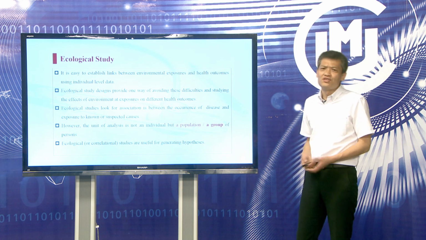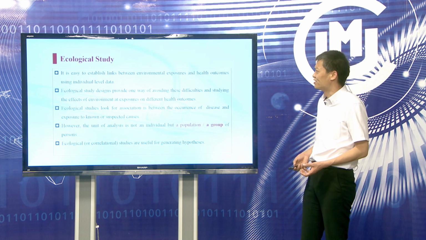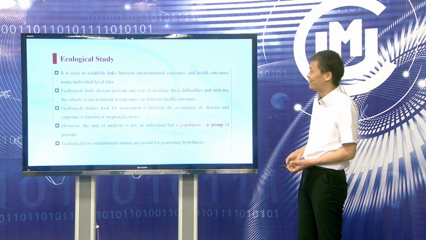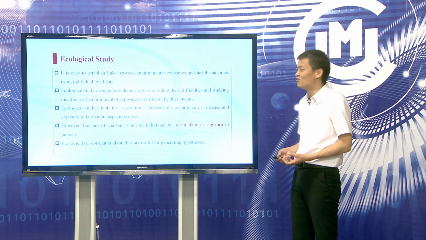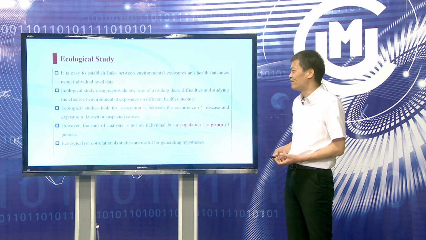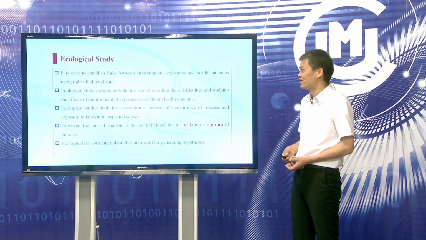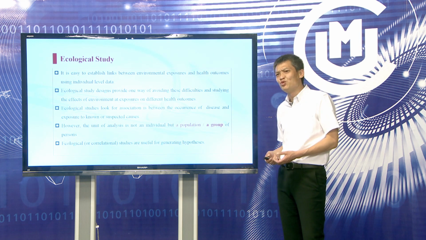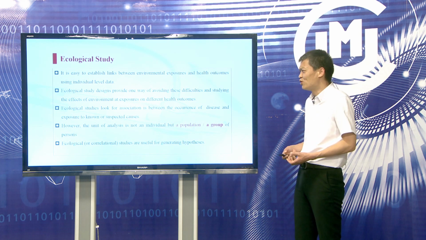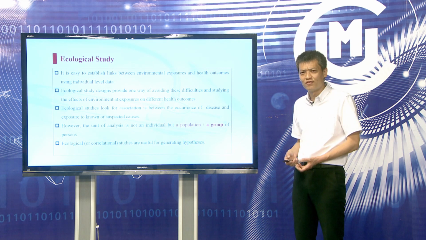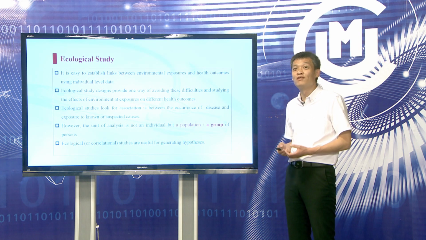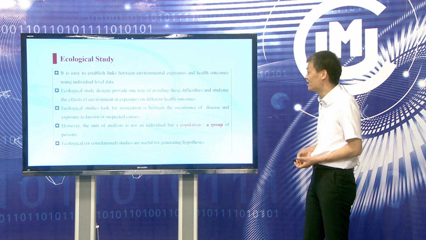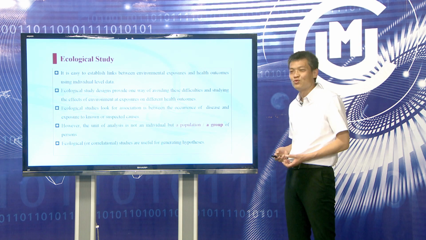Ecological study. It is easy to establish links between environmental exposures and health outcomes using individual level data. The ecological study design provides another way of avoiding these difficulties and studying the effects of environmental exposures on different health outcomes. Ecological studies look for association between the occurrence of disease and exposure to known or suspected causes. However, remember, the unit of analysis is not an individual, but a population or a group of persons. Ecological studies are useful for generating hypotheses.